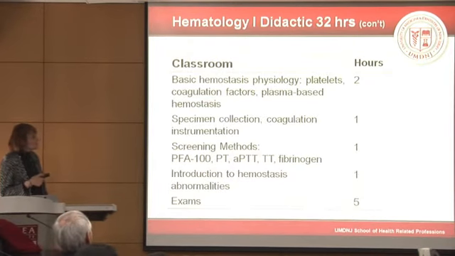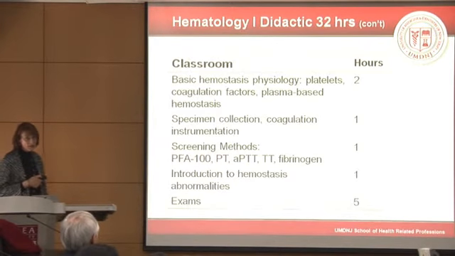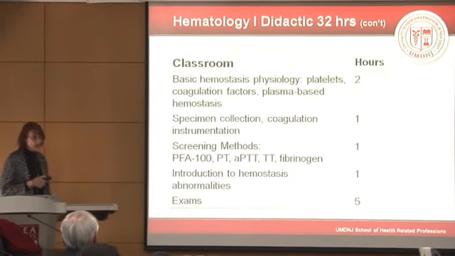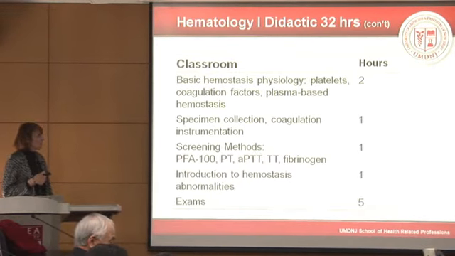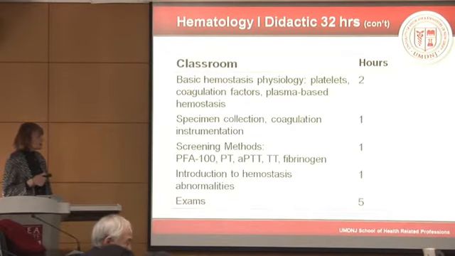Hemostasis. We spend 2 hours on basic hemostasis. We cover plasma-based hemostasis and then go into cell-based hemostasis a little bit. Specimen collection, coagulation instrumentation, 1 hour. Screening methods, 1 hour. And introduction to abnormalities, 1 hour.